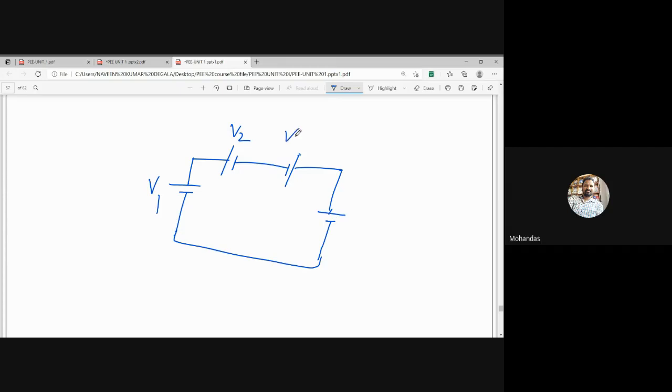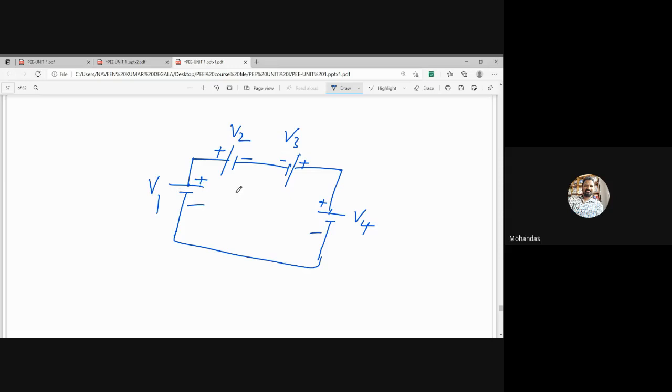This is V2 and this is V3 and this is V4. How to give the sign convention for these voltage sources? What is the longer line? The long line is positive. For V2, this longer line is plus, the shorter line is minus. Here minus, plus. Here plus and minus. For this given circuit, only batteries are connected, no resistor and inductor.